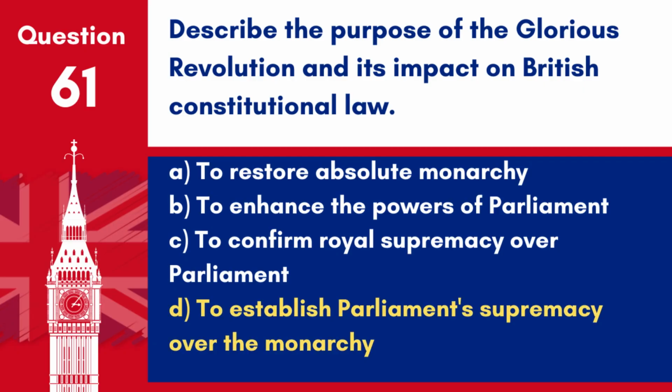Answer: D. To establish Parliament's supremacy over the monarchy. The Glorious Revolution of 1688 established the supremacy of Parliament over the monarchy, significantly influencing British constitutional law by confirming that the monarchy could not rule without the consent of Parliament.